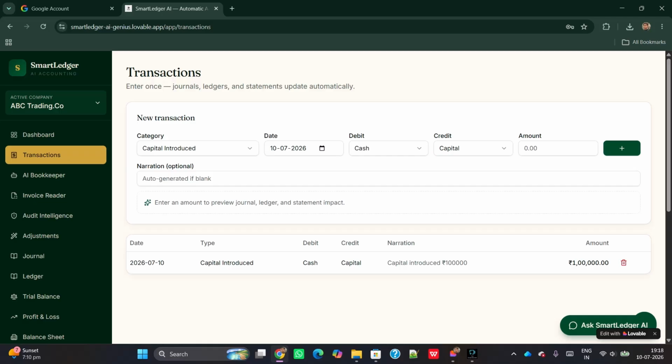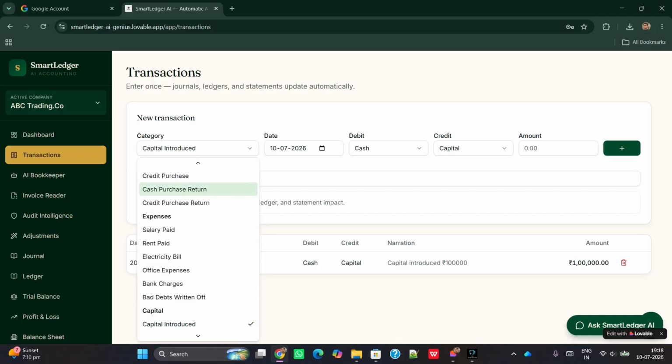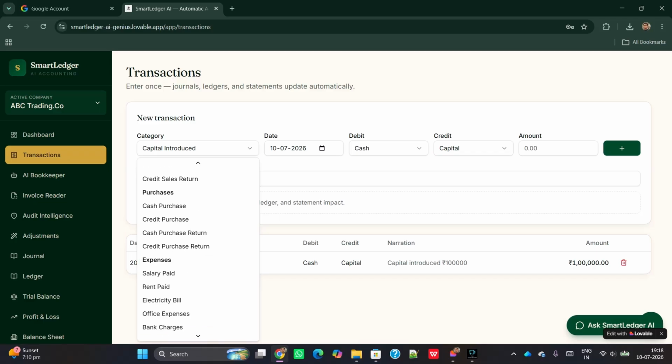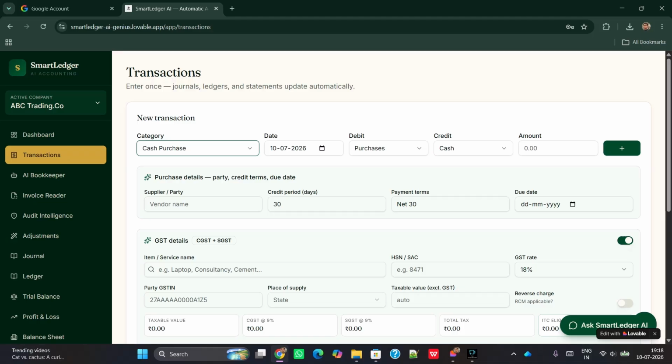Now, to trade or exchange goods and services, we have to purchase goods. So let's say we purchase goods here. In the purchase category, we will select cash purchase. Yes, once we select cash purchase, which account is to be debited and which account is to be credited is automatically done. So let's insert the amount. We have done a cash purchase of rupees 50,000.